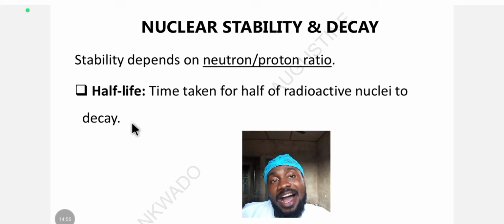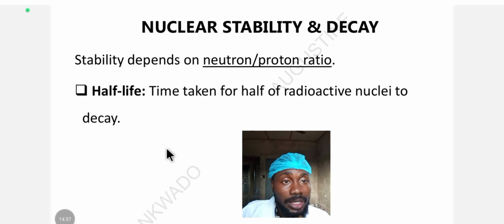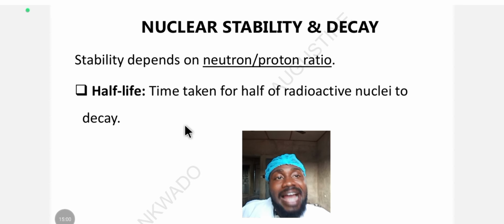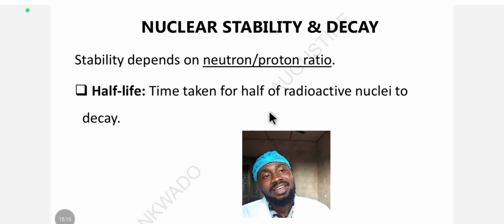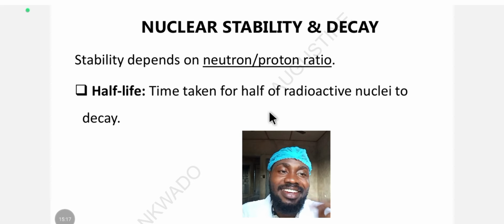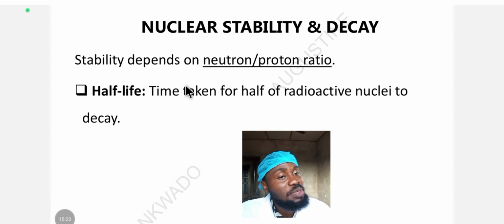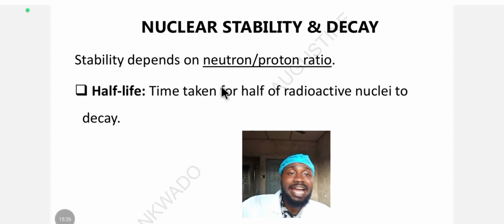You can define half-life in two ways. Either you define it as the time taken for half of the radioactive nuclei to decay, or as half of the time taken for the radioactive nuclei to decay. It's still half. The half is still there, but it's time. That time must be there because it's about time. Half-life is about time, and the time must be constant.